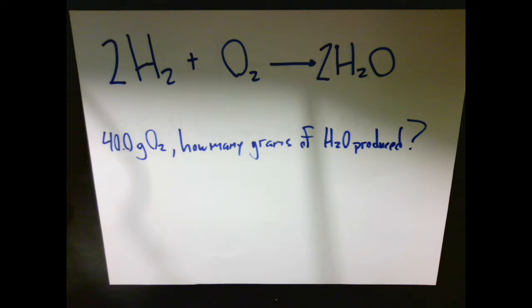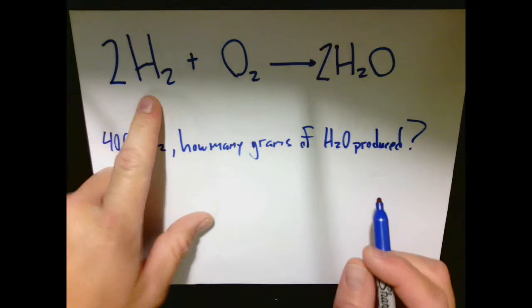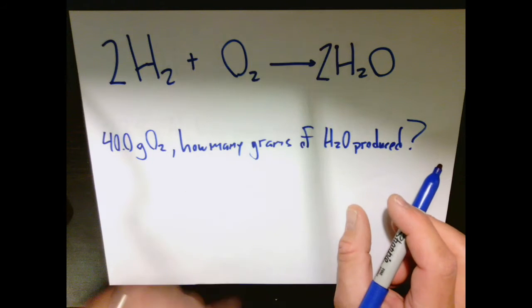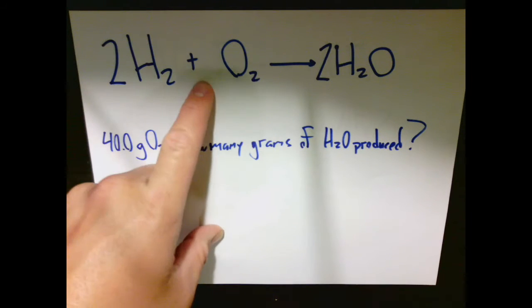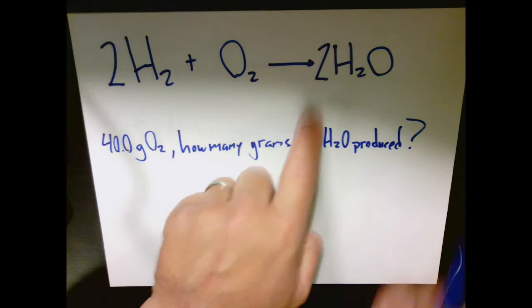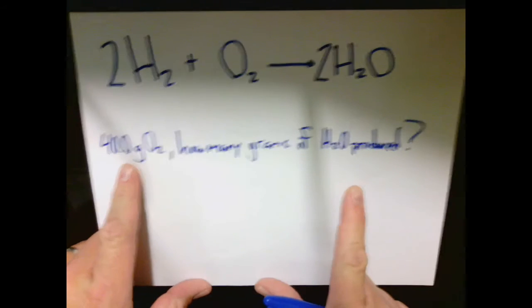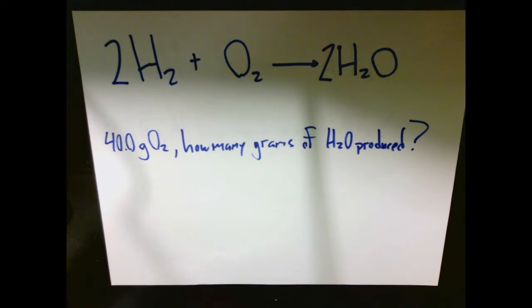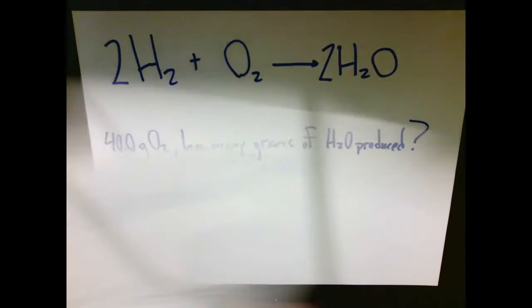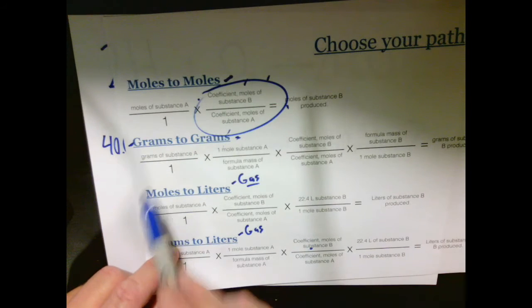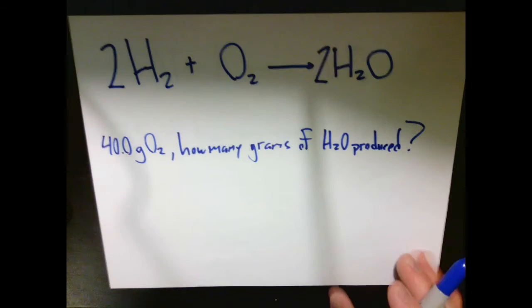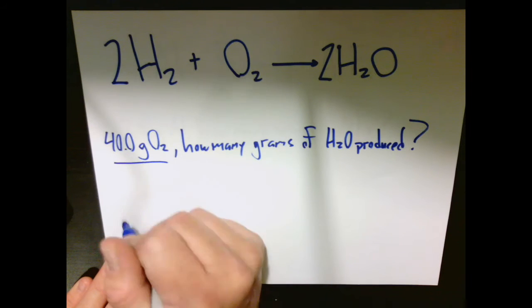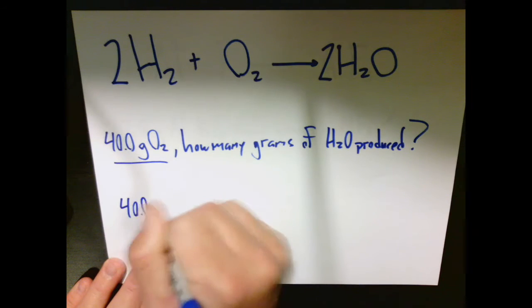And again, think of that as being like your recipe. 2 parts hydrogen to 1 part oxygen give you 2 parts water, okay? Or 2 moles of hydrogen and 1 mole of oxygen give you 2 moles of water. Now the example, the scenario, 40 grams of oxygen, how many grams of water are produced, okay? So your pathway here, again, is grams to grams, okay? So we're going to start by putting the known amount over 1. We know that we have 40 grams of oxygen, okay?